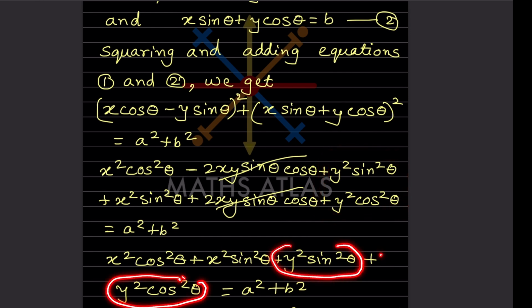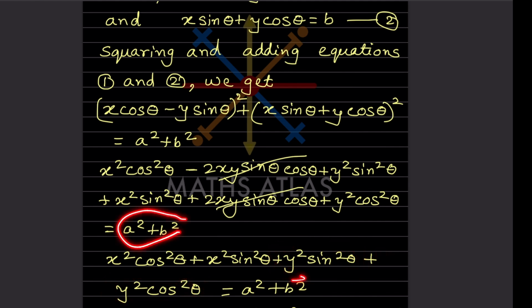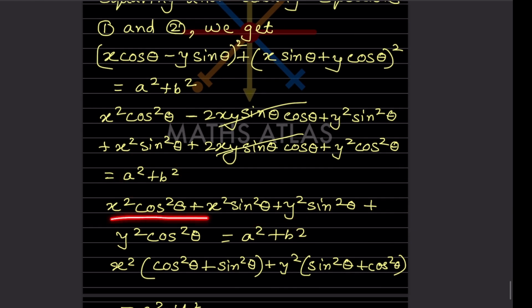Because there's no space, I've written over here. And this is as it is. So now what we can see from this one is that x square is common. So x square we write outside, and what remains in the bracket is cos square theta plus sin square theta.